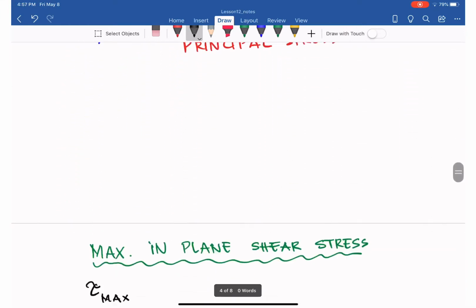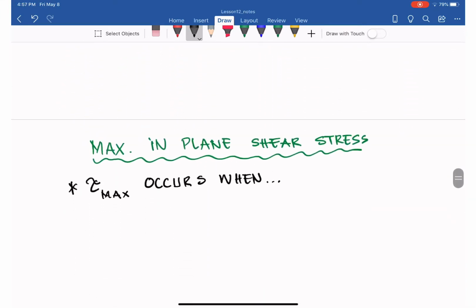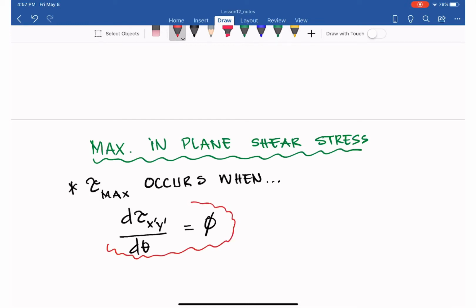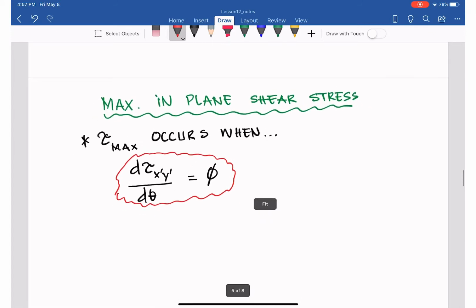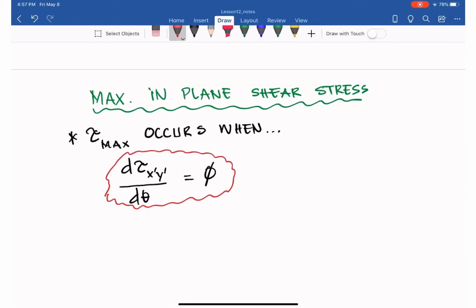So from that, we can do exactly the same thing: the first derivative of the equation tau x' y', as we saw earlier, over the angle theta equal to 0. So what we have is the first derivative, basically slope, equal to 0. We don't want to continue the math again here; start at page 441 in your textbook.